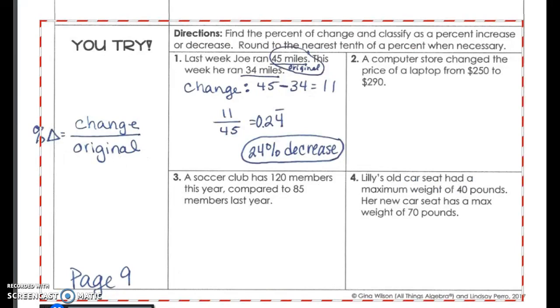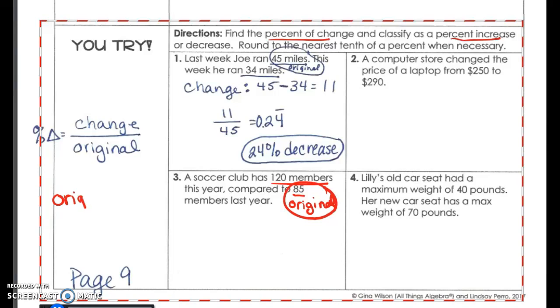Okay, looking at the examples down here on the bottom, the directions say to find the percent of change and then classify it. So we will try to do both of those things. The hardest part is figuring out what happened originally, and once you have that, you're good to go. A soccer club has 120 members this year, so that's what they have now, compared to 85 members last year. So 85 is our original because that's what happened first.